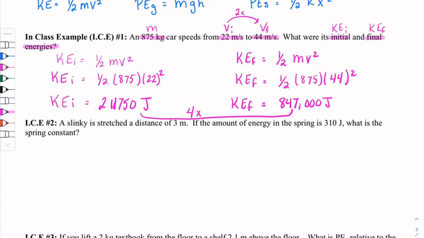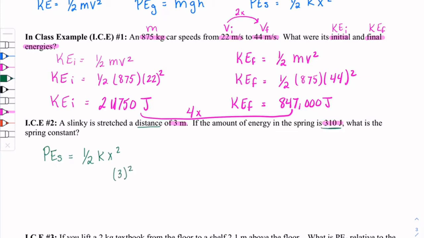Okay, the second problem says a slinky is stretched a distance of 3 meters, okay? If the amount of energy in the spring is 310 joules, what is the spring constant? So obviously this is spring potential energy. So I'm going to use the equation PE spring equals 1/2 kx squared. The distance is 3 meters. That's x, right? 3 squared.